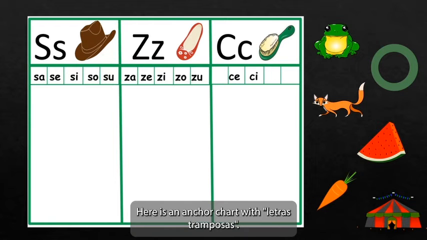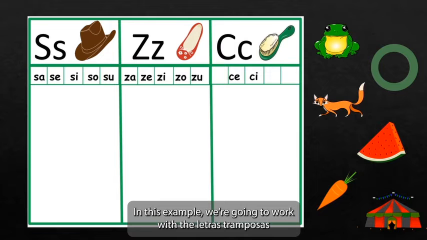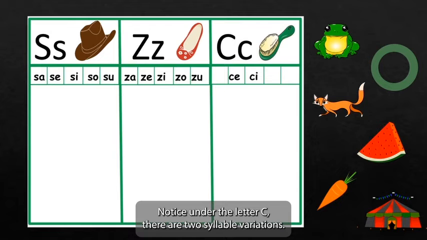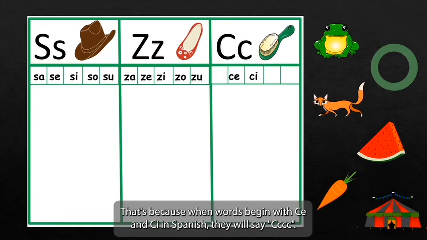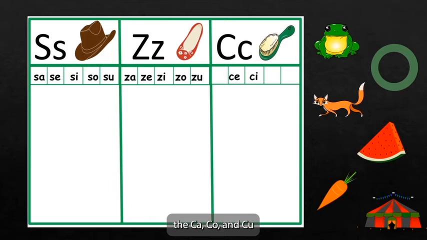Here is an anchor chart with letras tramposas. Letras tramposas are letters that are tricky because they all make the same sound. In this example, we're going to work with the letras tramposas S, Z, and C. They all say S. Notice under the letter C, there are two syllable variations, se and si. That's because when words begin with CE and CI in Spanish, they will say S. In the next anchor chart, you'll notice that the CA, CO, and CU make the K sound.